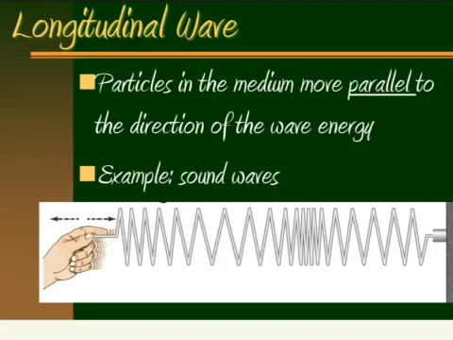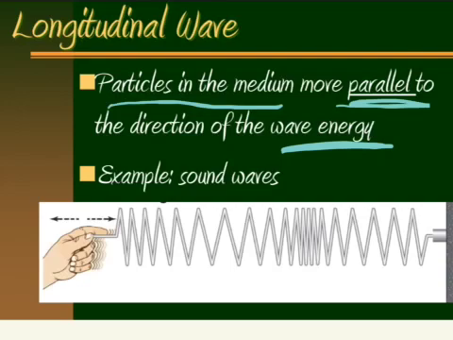The second type of wave that I want you to know about is called a longitudinal wave. Sometimes it's called a compressional wave. In a longitudinal wave, the particles of the medium, in other words the particles that are carrying the wave, are moving parallel, or the same direction that the wave is moving. So the wave energy is the same direction that the particles are moving back and forth.